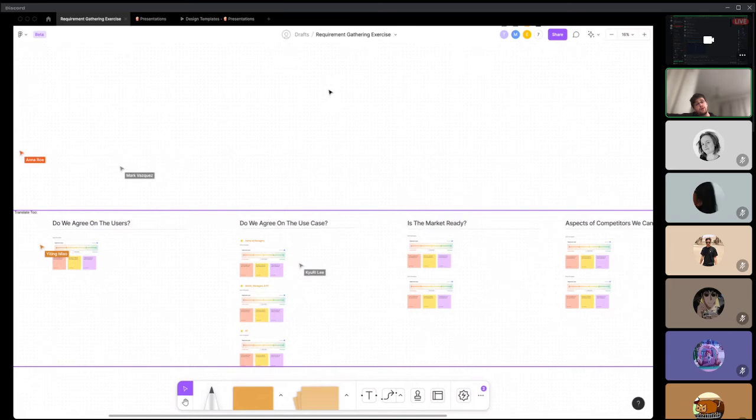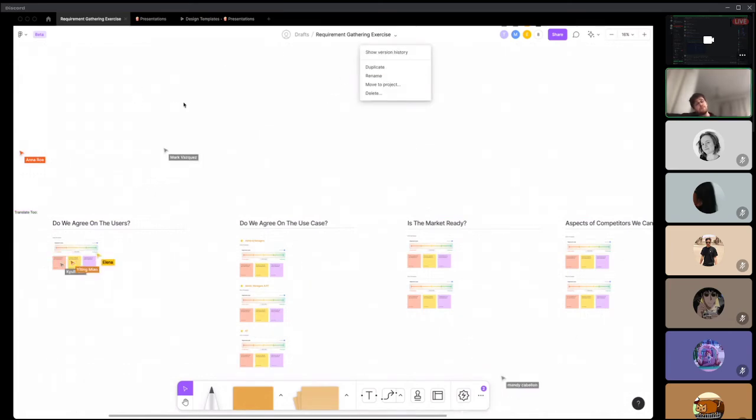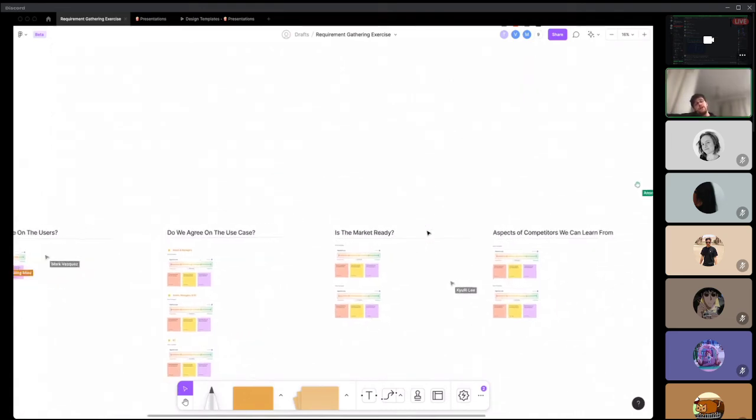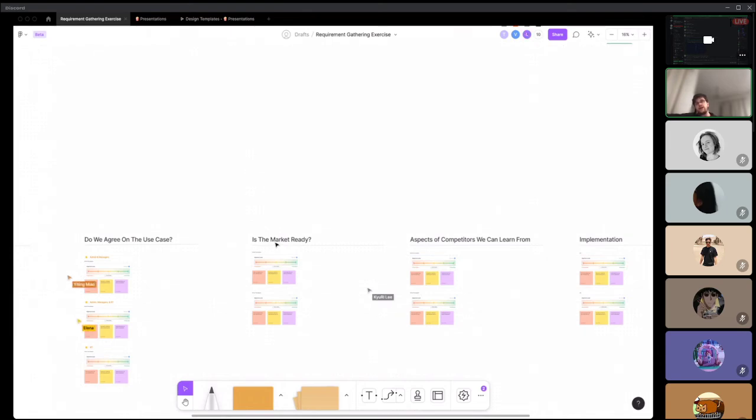So what I do is I use this framework to say, do we agree on the users? To copy it, you're probably going to need to go up to duplicate. But do we agree on the users? Do we agree on the use case of what's driving them to use our product? Is the market ready? Not to get too into detail, but the Apple Newton technically had a touchscreen back in the 1980s, but it didn't catch on because the technology wasn't ready for it.